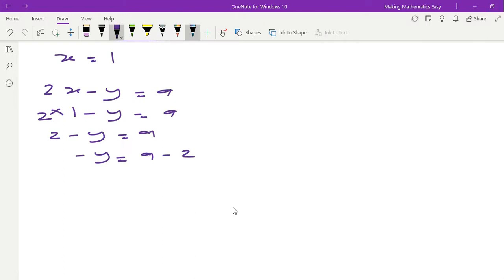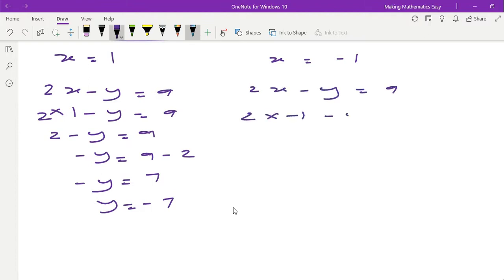When this 2 goes over here, this will become negative. 9 minus 2 is 7, so y is equal to minus 7. So now I'll take x as minus 1. So 2x minus y is equal to 9. 2 into minus 1 minus y is 9. I'll have to solve this first. 2 1s are 2 and minus y is equal to 9.